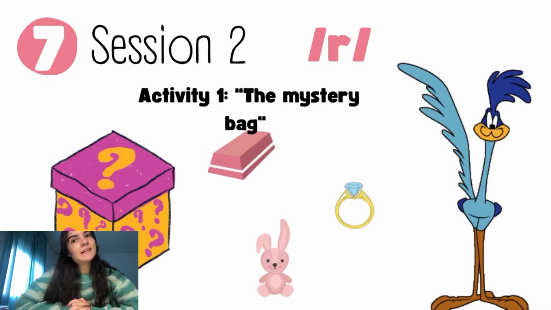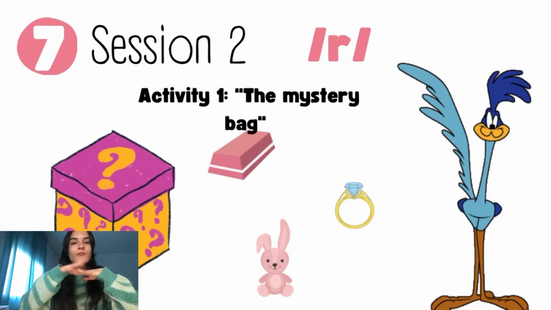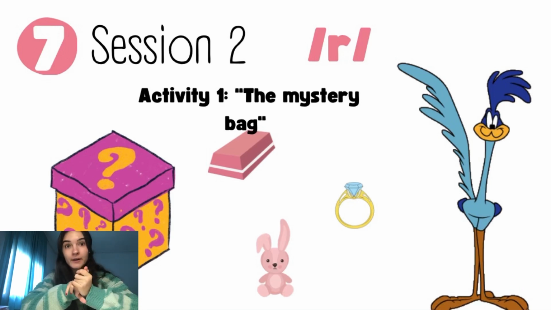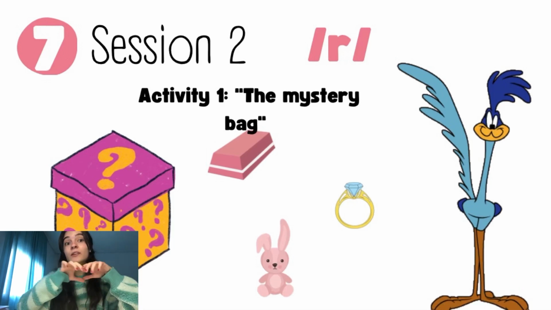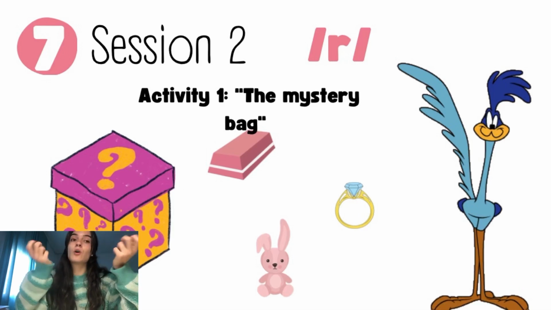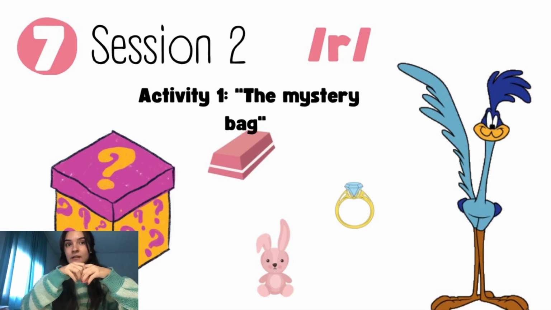To practice the sound R, we have 3 activities. The first one is called the mystery bag. In our case, we will have a bag, and then we have 3 objects inside it: a rubber, a ring, and a small toy rabbit. The student, without looking, has to guess the name of the object and the mystery sound that links each object, in this case, the sound R.